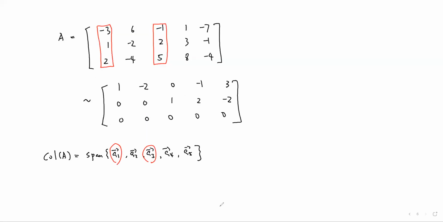I can drop A2, A4, A5 from this spanning set because A2, A4, A5, by theorem number 2, can be spanned by A1 and A3. Span means they can be written as linear combinations of A1 and A3. So drop, then I get this. Theorem number 2 says that these 2 vectors can span this space.